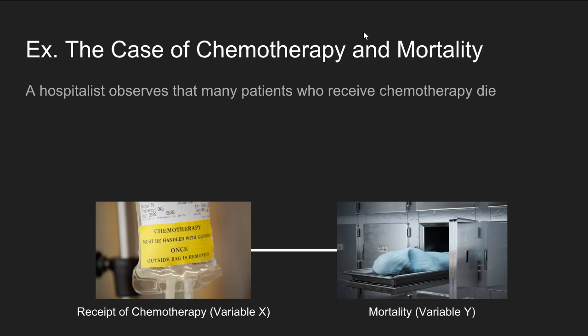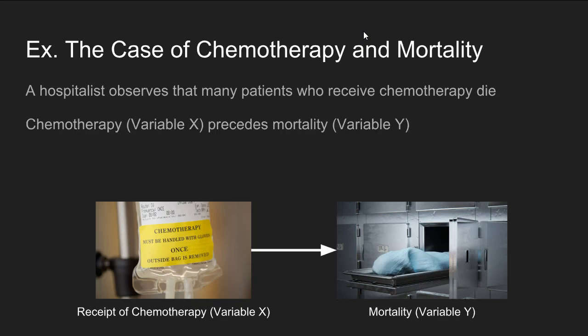As a researcher, or as a person making observations, you might theorize that exposure to chemotherapy increases risk for mortality. And you might establish a temporal relationship, that the receipt of chemotherapy precedes mortality in time. So you've established an association, and you've established a direction of influence, that temporal ordering in terms of variable X occurs before variable Y.